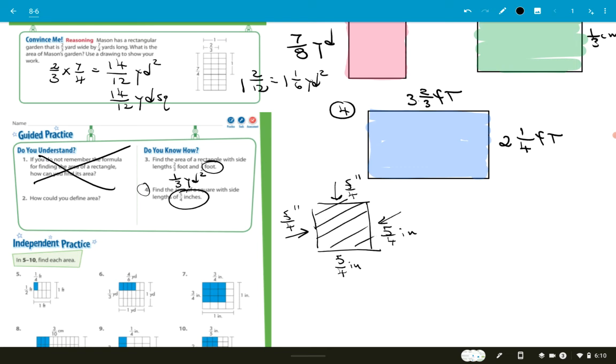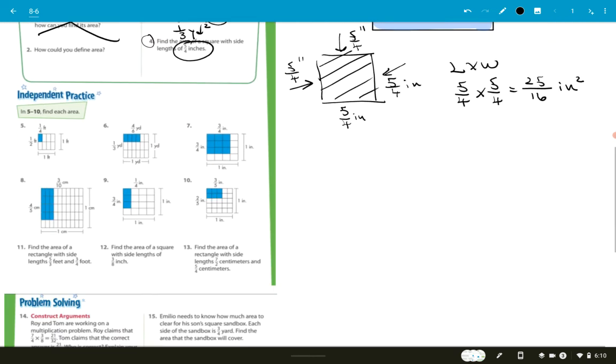So, what's the formula to find the area of a square? It's the same thing. Length times width. Since all 4 sides are the same, it's going to be 5/4 times 5/4. The length and the width are the same. 5 times 5 is 25. 4 times 4 is 16. So 25/16 inches squared. That's number 4.